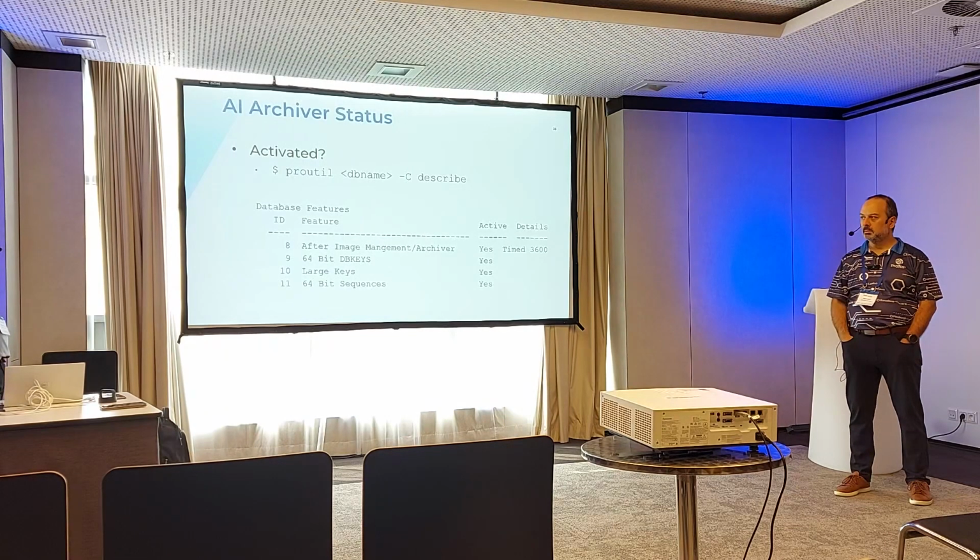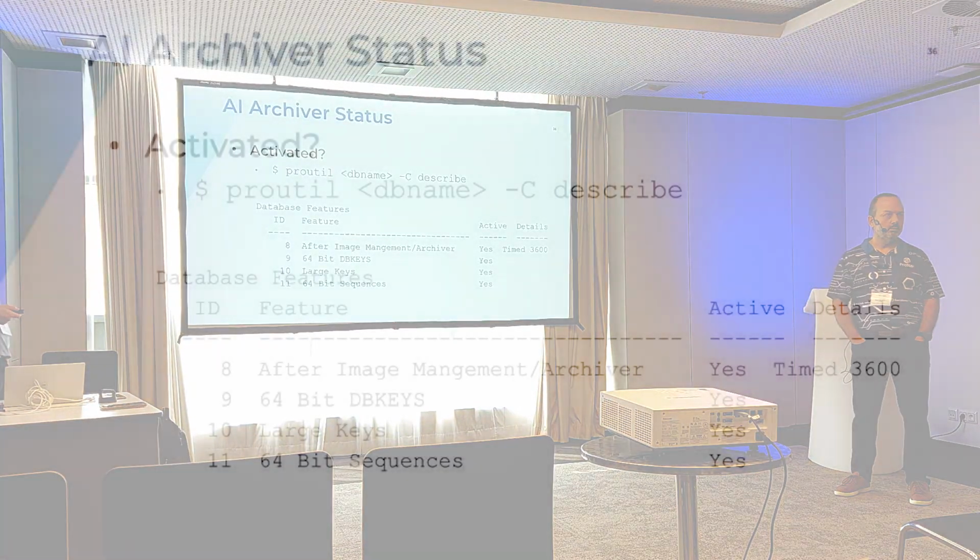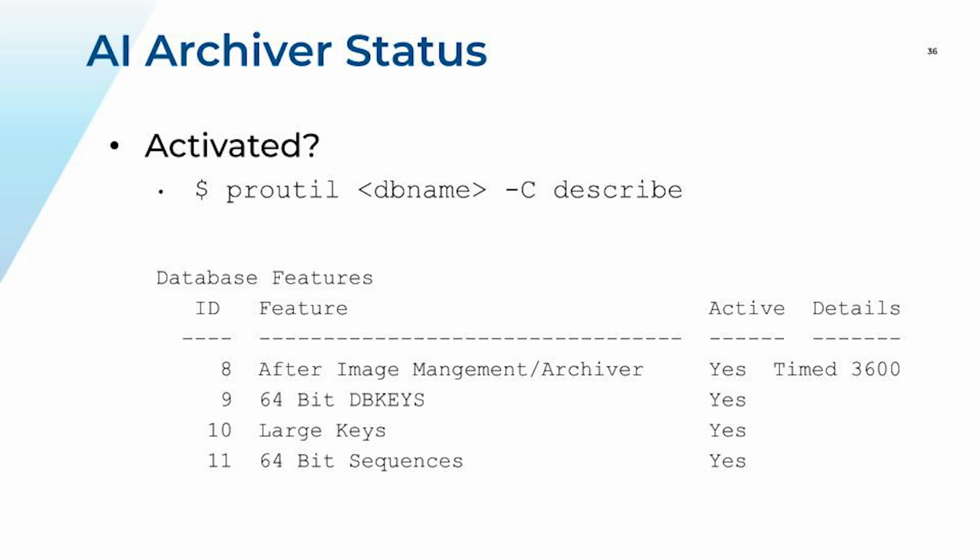So if you want to see how the archiver is configured at the moment, it's a database feature. So it's listed in this table of database features in a ProUtil describe. And you'll either see timed and the interval here, if you're using an AI arc interval. If you're not, it'll say on demand 0.